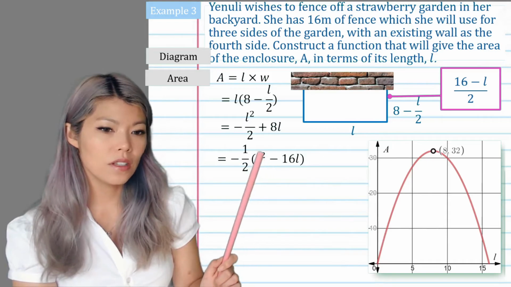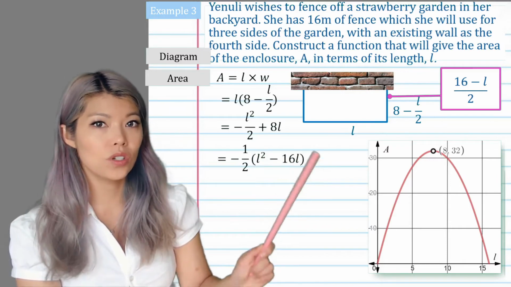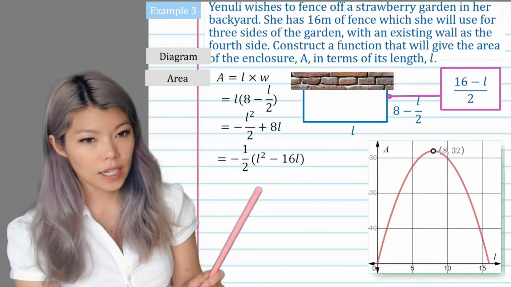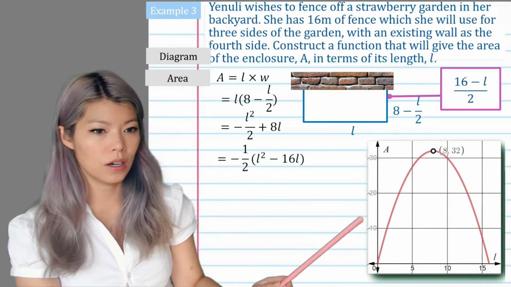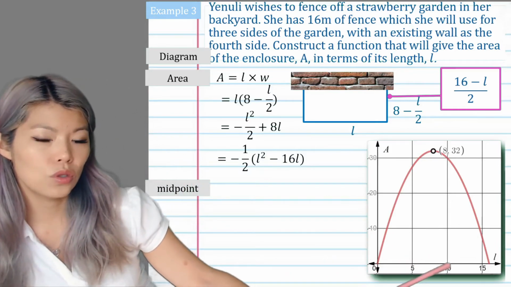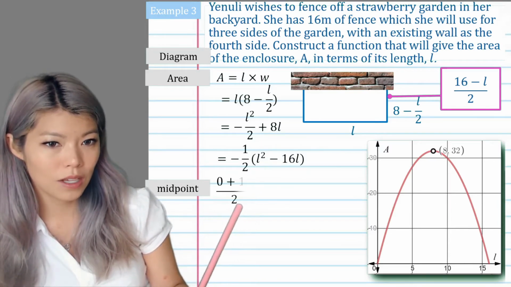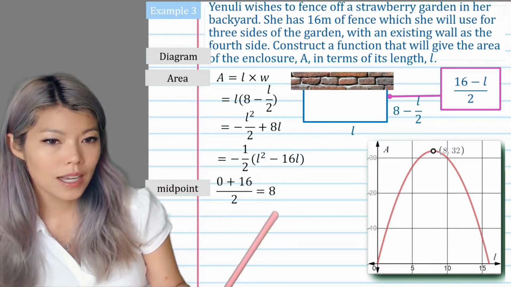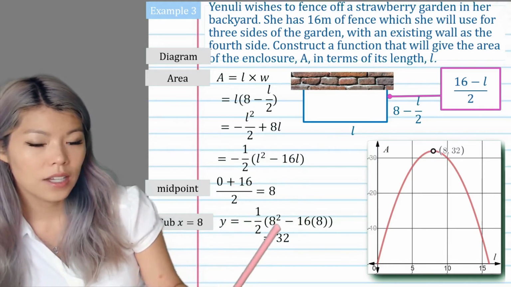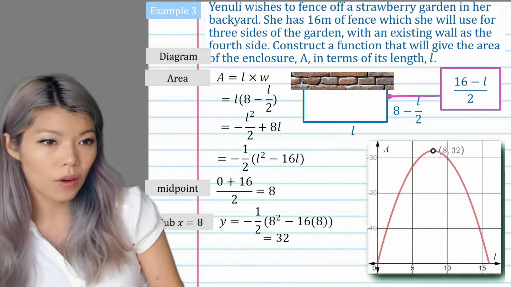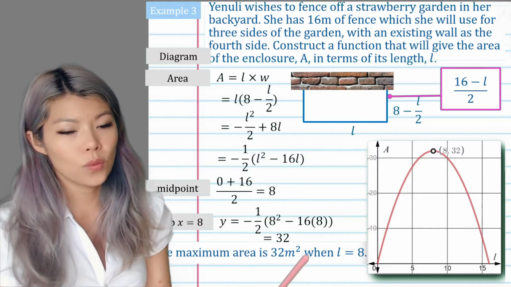And whenever you see L squared minus a number L, or X squared minus a number X, we know that it has two X-intercepts, one at 0 and one at the other number. Therefore, we can figure out the midpoint or the turning point by finding the middle of those two X-intercepts. So the turning point is always the midpoint of the two X-intercepts. So let's do that. 0 and 16 divided by 2 is 8. And sub in X equals 8 into the original equation, or any of these lines, to find the Y value. And yes, we do get our maximum area of 32. So the maximum area is 32 meters squared, where L is 8.